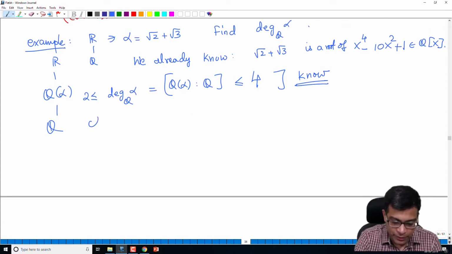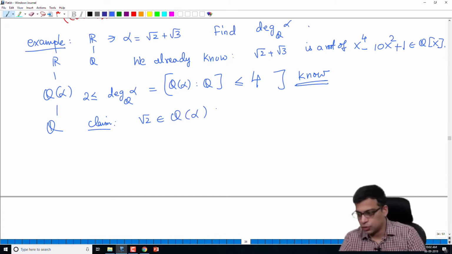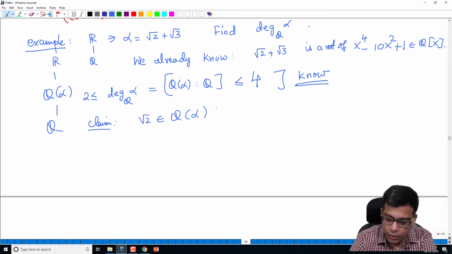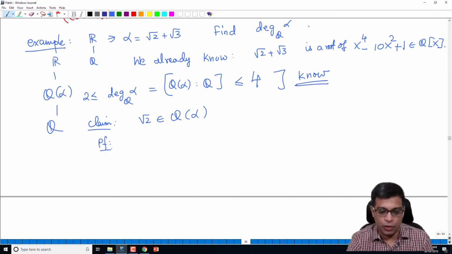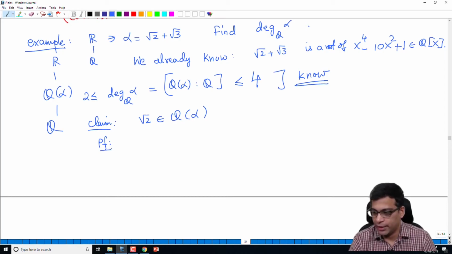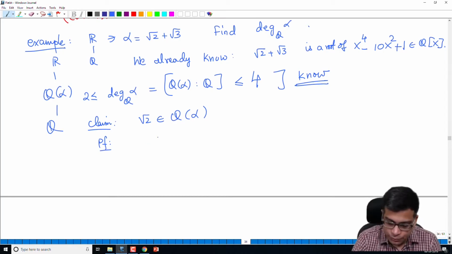So first I claim a simple fact: root 2 belongs to Q(alpha). Of course then root 3 also belongs to it, but I don't need that. So I claim root 2 belongs to this. This is a nice argument. What we are saying is that root 2 can be written as a polynomial in root 2 plus root 3, which is not a priori clear, but we can do this. So what do we do?